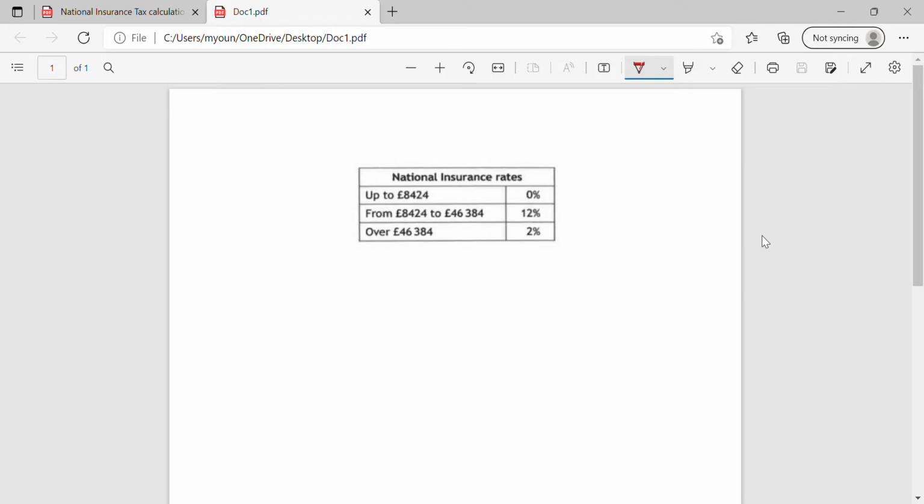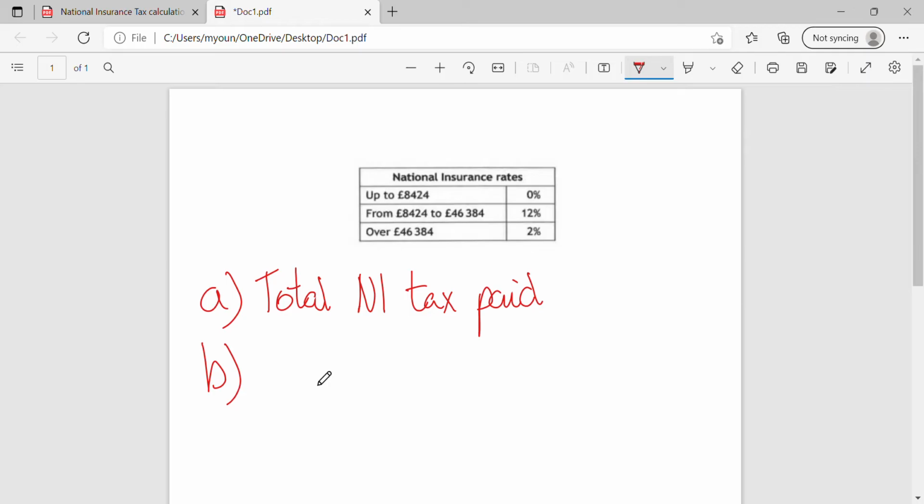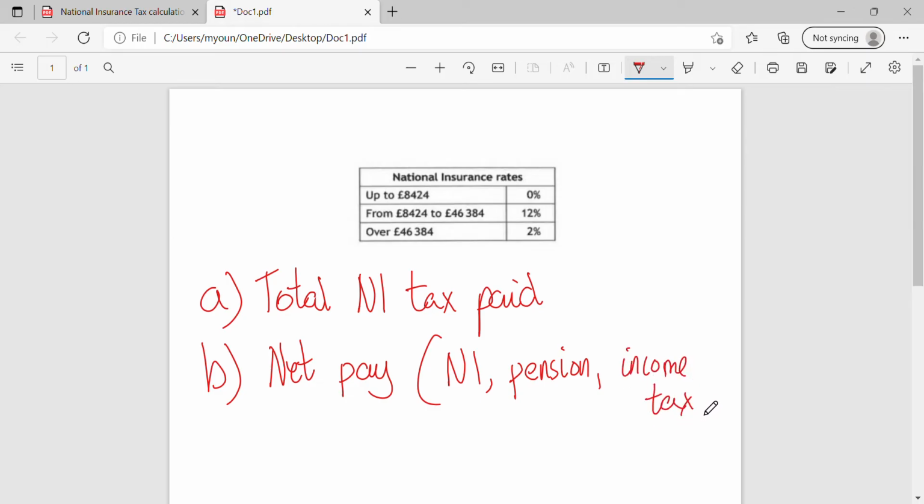For national insurance questions, you're usually going to get asked 2 things. In part A, you're usually asked to work out the total national insurance payments someone is going to have to pay. And then often in part B, you're asked to work out a person's net pay after that. So you've got to take into account what they earn and subtract from that things like the national insurance you've just worked out, pension, and usually income tax as well. You have to have an understanding of all those things to answer these questions successfully.